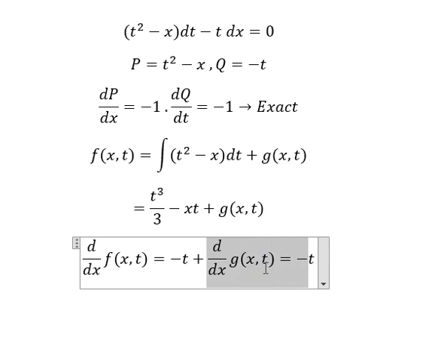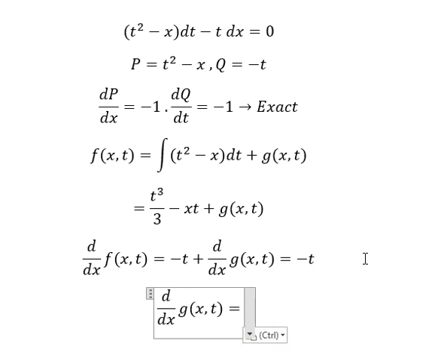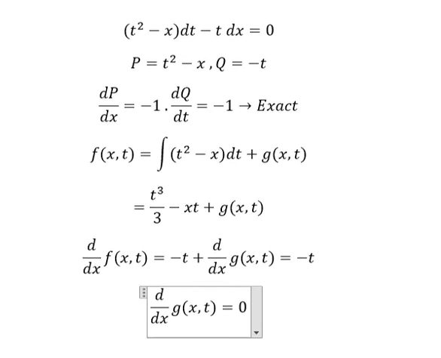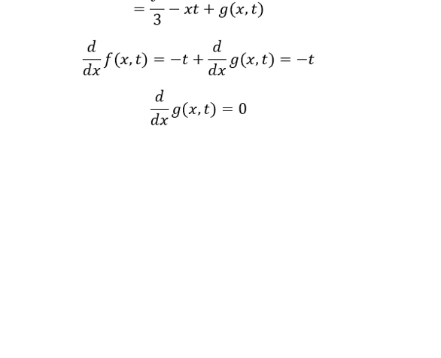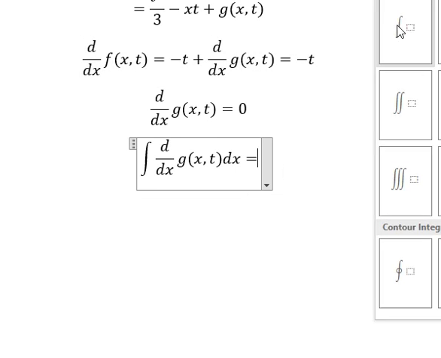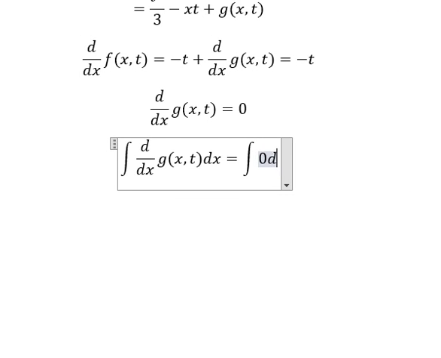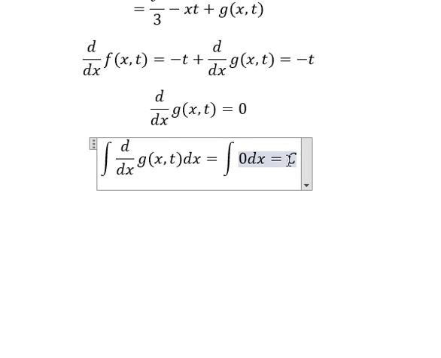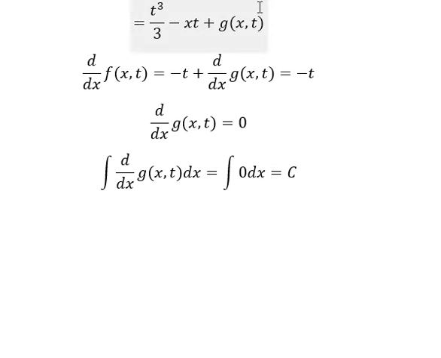Now we need to simplify both sides, and we have like this. Next, we need to put the integration for both sides. And we have c, that is the constant. Now we go back in here.